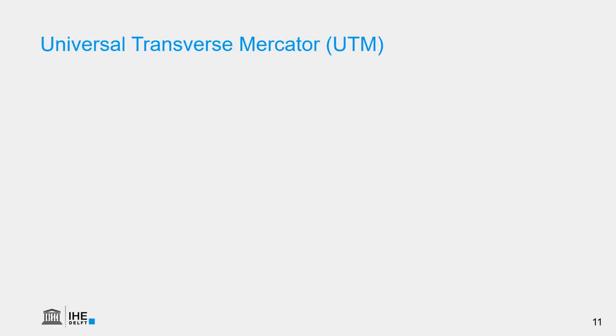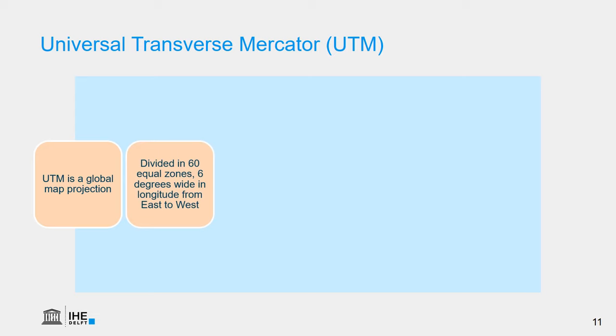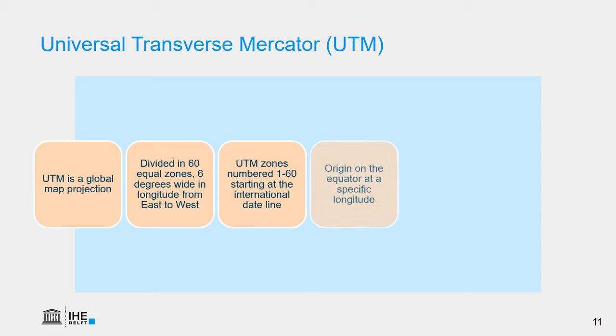A very frequently used projection in this group of projections is the Universal Transverse Mercator, or UTM projection. It is a global projection, so you can use it for any location on the globe, which is divided in 60 equal zones, each 6 degrees wide in longitude from east to west, and it starts numbering with number 1 at the international dateline and goes up to 60. When we use it, we need to indicate if it's north or south of the equator. The origin is on the equator at a specific longitude that changes using false northing and false easting. So north and south are used in the indication of the projection to distinguish between northern and southern hemisphere.